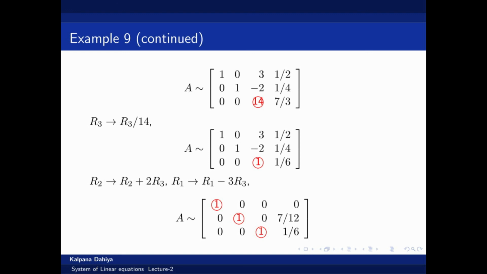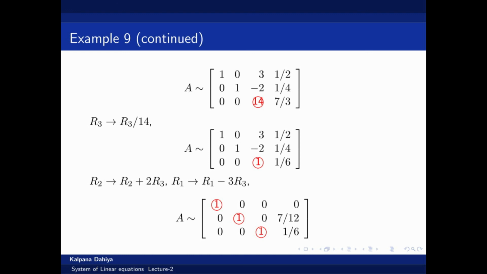After applying all these elementary operations, now we have matrix A is equivalent to [1, 0, 3 | 1/2]. The second row is [0, 1, -2 | 1/4]. And the third row is [0, 0, 14 | 7/3]. So in the third row, 14 is the pivot element, so we divide by 14 and make this entry 1.